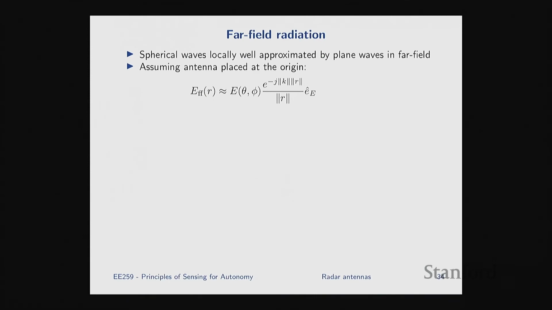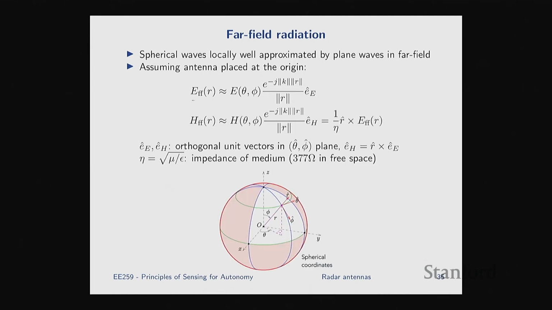Okay, so far field radiation: what we get with that far field approximation is the electric field at far field and the magnetic field. Let me show the picture also here. The electric field at far field, we can break down into its full spatial dependence. We can decouple the range dependency from the angular dependency. The angular dependency, call that E of theta and phi. And here we're working in spherical coordinates.